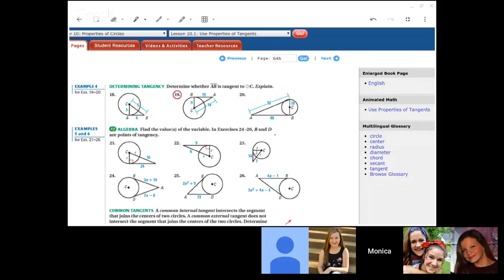So we're trying to find out if AB is tangent. So if, well, let me change colors. If AB, this line here, is tangent to this circle, is this a right angle? So how do we do that? Yeah, Natalie, Pythagorean theorem. So if that's your right angle, then what's your hypotenuse?